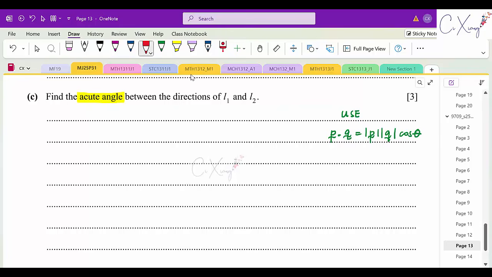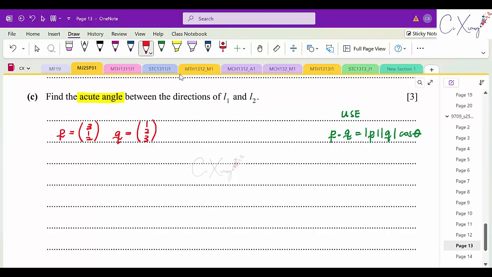Now, what are P and Q here? P will be the direction of line 1, Q will be the direction of line 2. Let's take out line 1 and line 2 first. What's the direction for line 1 just now? We have 3, 1, 2, right? What's the direction for line 2 just now? Look at the values beside the mu. It will be 1, 2, and 3.